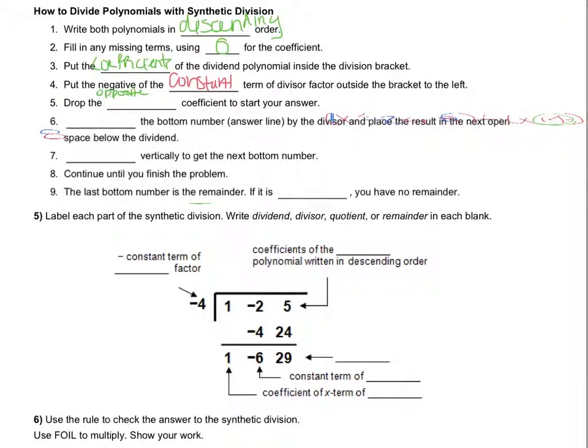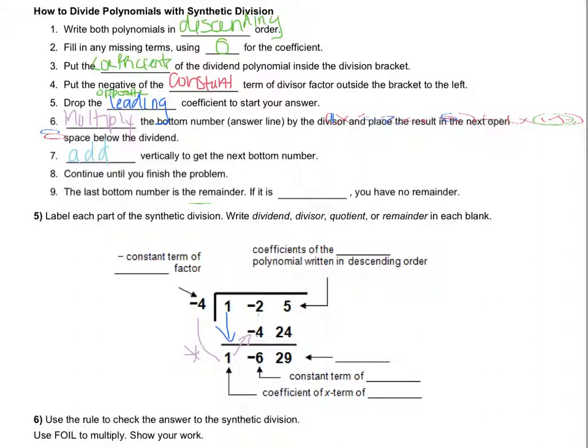So now that we have this all set up, we're going to talk about what we're going to do. So we're going to drop the leading coefficient, which would be the first coefficient down. So that's where this 1 comes from. And then we're going to multiply the bottom number by the divisor. So we're going to multiply 1 times negative 4, which gives us negative 4, and that's where that comes in. And then we're going to add vertically to get the next bottom number. So negative 2 plus negative 4 is going to be negative 6.